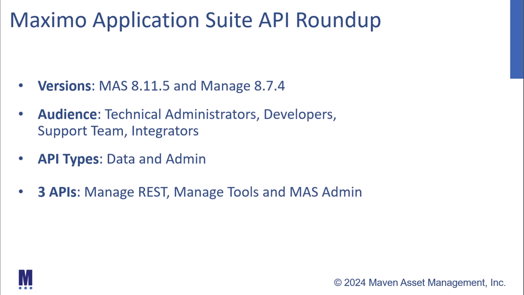Because we're going to cover a variety of different APIs today, I did want to just discuss the fact that I kind of see APIs having two types, and those two types are data and admin. As far as data APIs, those deal with interactions with system data. So I think of Manage with assets, locations, work orders, people, for example. And then admin APIs, I think about interactions with system operations or behavior. So I think about properties or maybe functionality that's being enabled or disabled.